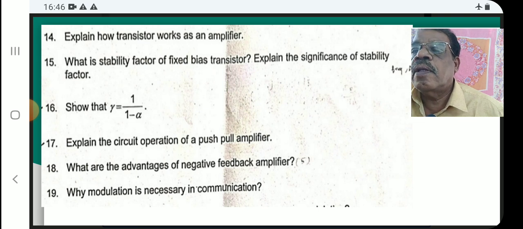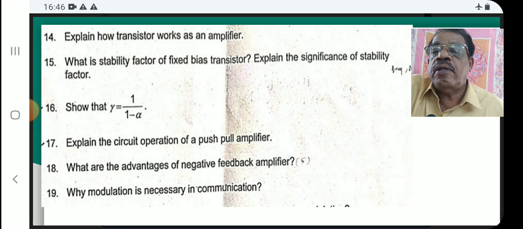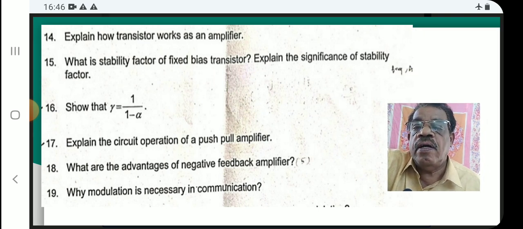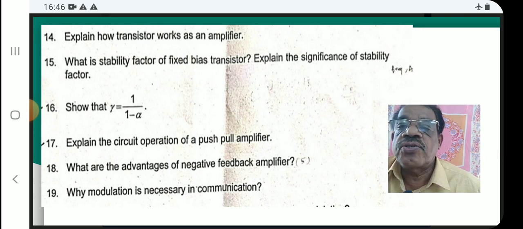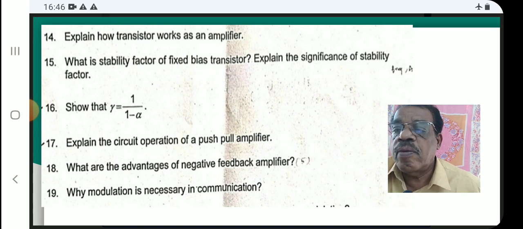Next question, number 14, explain how a transistor works as an amplifier. Question number 15, what is stability factor? Stability factor of a fixed bias transistor. Explain the significance of stability factor. Number 16, show that gamma is 1 by 1 minus alpha.